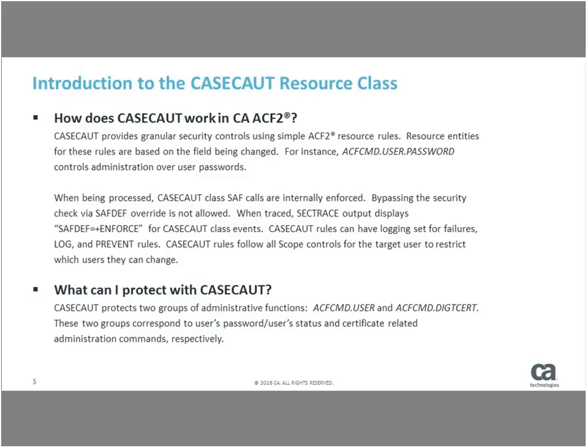When they're processed, CA ACF2 class calls are processed via SAF, and bypassing a security check via SAFDEF override is not allowed. When they're traced, SECTRACE output displays SAFDEF equals plus and force for the class events, and the rules can have logging set for failures, log, and prevent cases. CA ACF2 rules allow for all scope controls for the target user in order to restrict which users they can change.